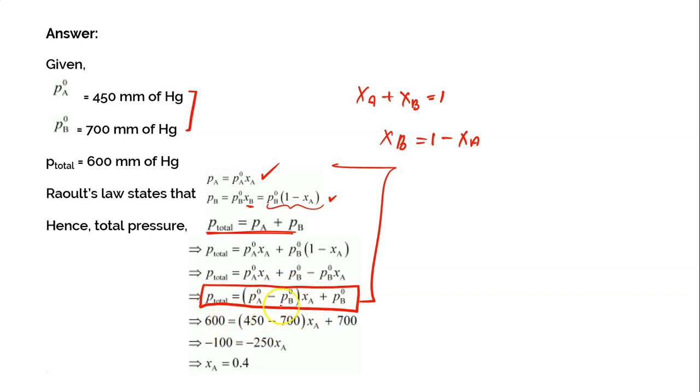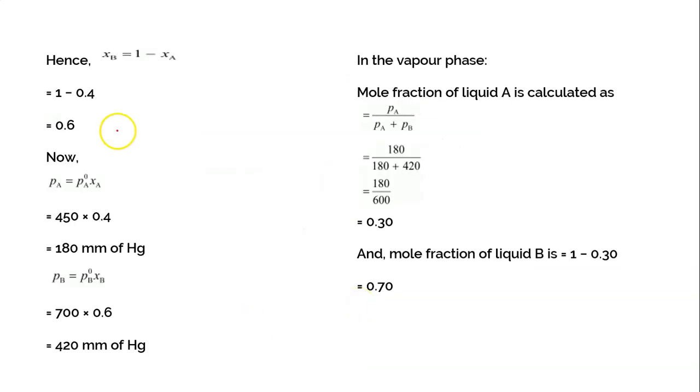PA naught and PB naught are 450 and 700. XA is what you are trying to calculate. When you simplify this, XA is calculated as 0.4. And again, since XA plus XB is equal to 1, if XA is 0.4, XB can be calculated and XB will be 0.6 after calculation.